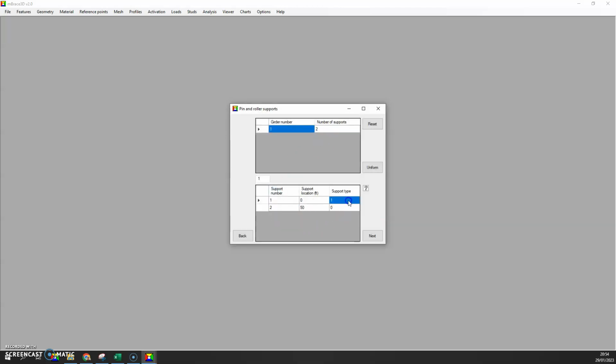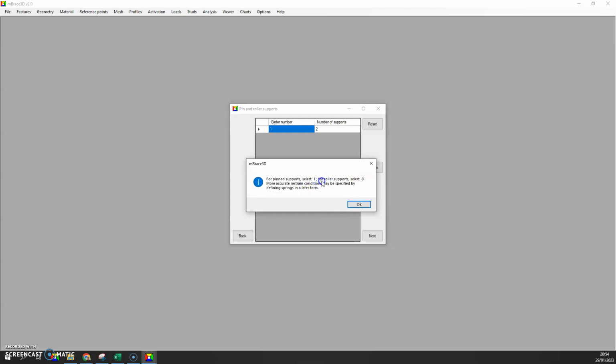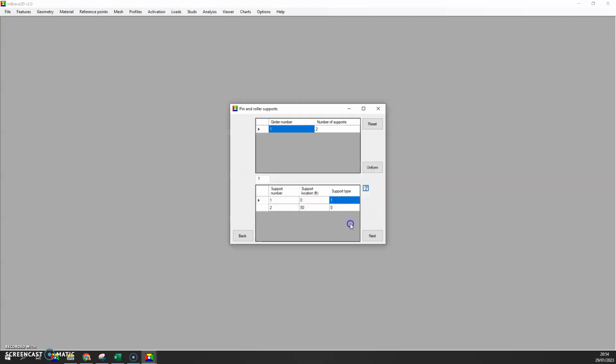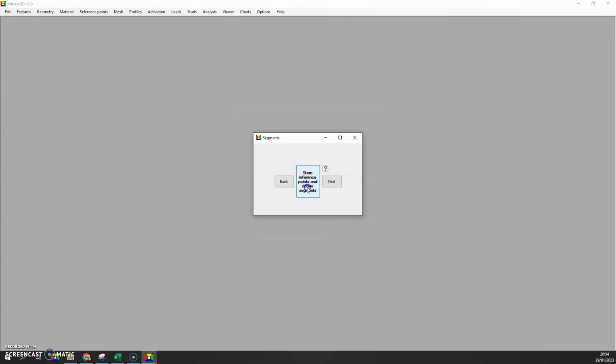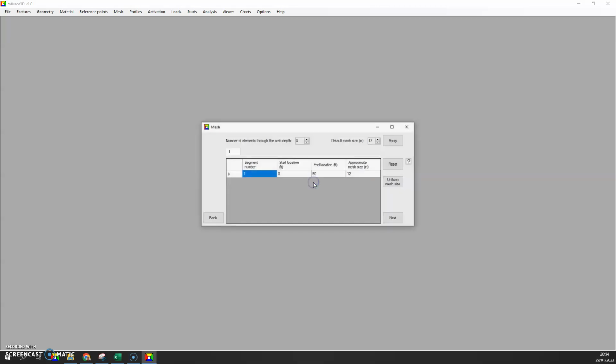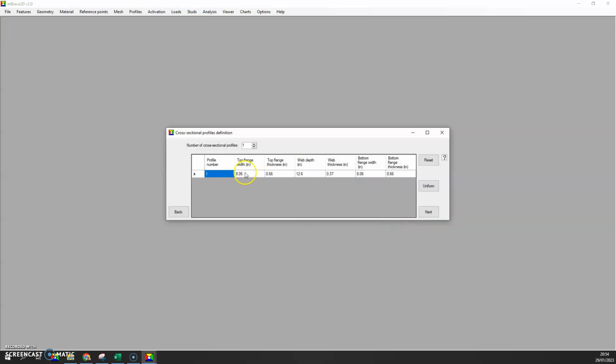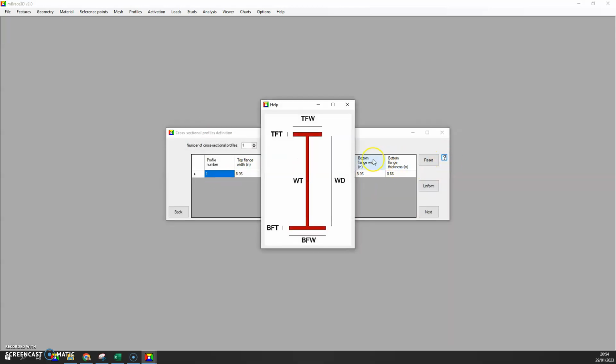We have a pin here. Pin is 1 stands for pins and 0 stands for roller. We have a simply supported column. We can click on this button, it doesn't do any harm. Here is the mesh size, 1 foot. Here are the cross-sectional dimensions. Okay, these are the dimensions of the column.